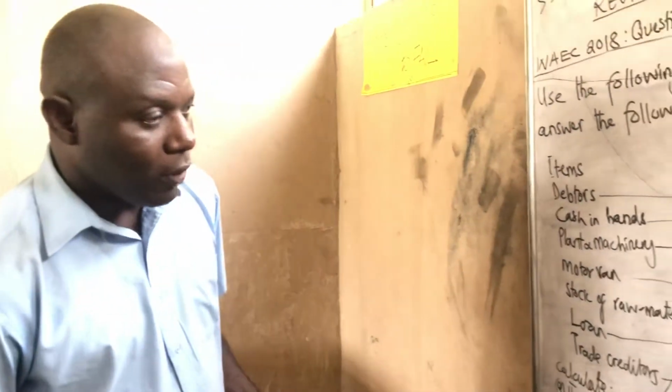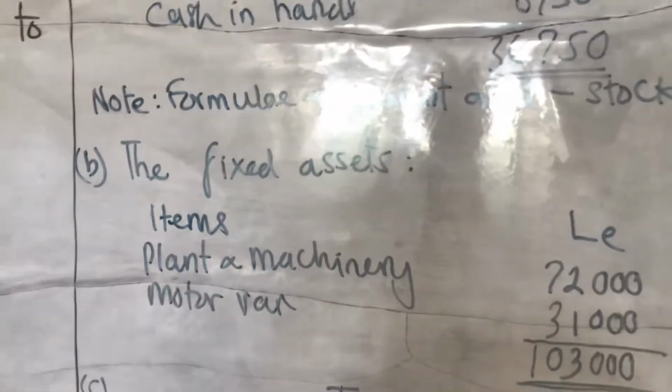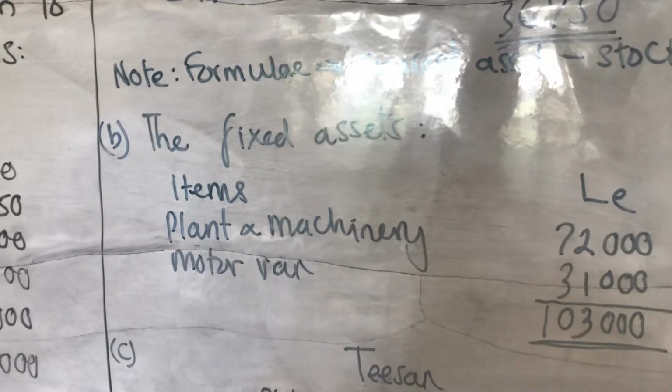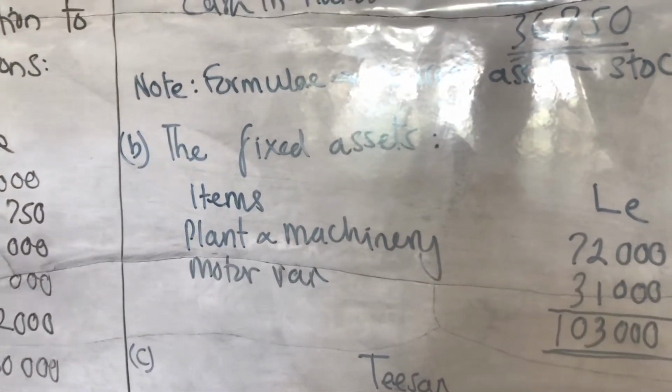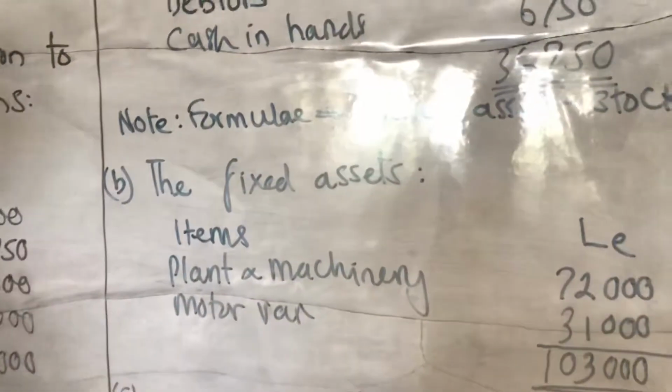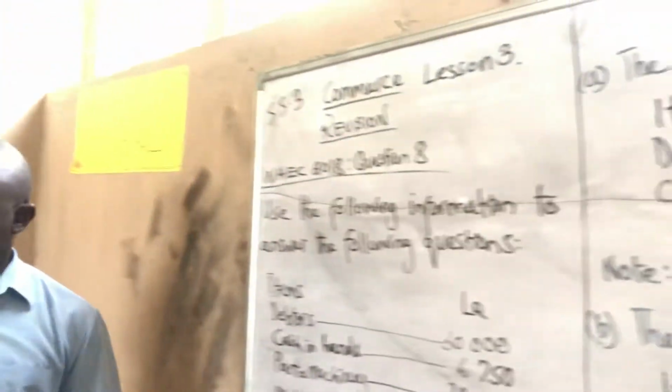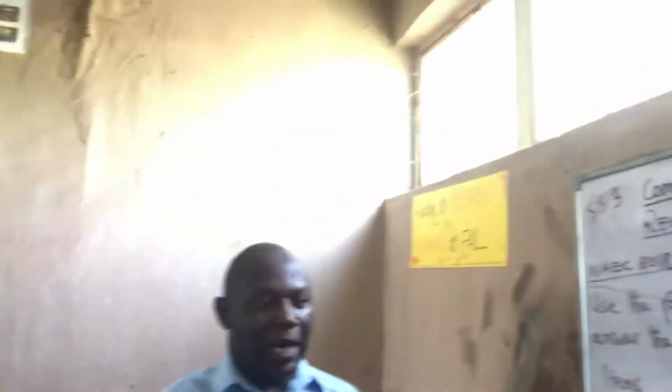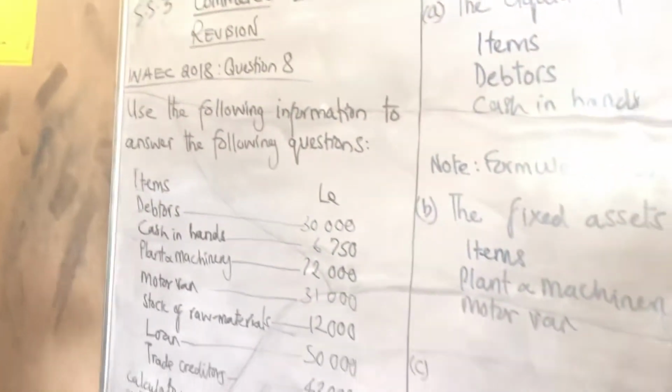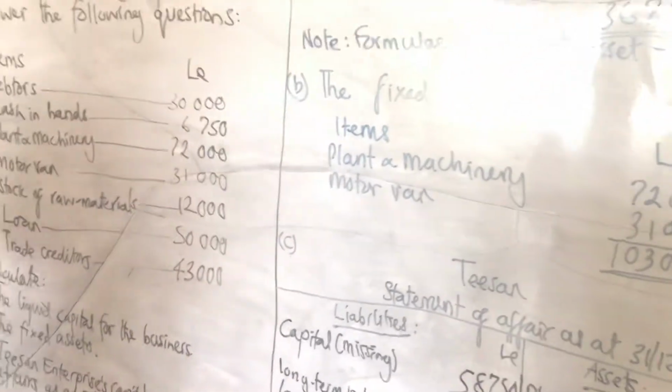So examples of fixed assets, you have plant and machinery, motor van, equipment, land and building, furniture and fittings. They are all fixed assets. In fact, even this board you can see here, the school board, is a fixed asset. Even the desks, the chairs, they are all fixed assets. The class itself is a fixed asset because they are long term. They are not something you can consume within the year. So it's very important you understand the concept of fixed asset.